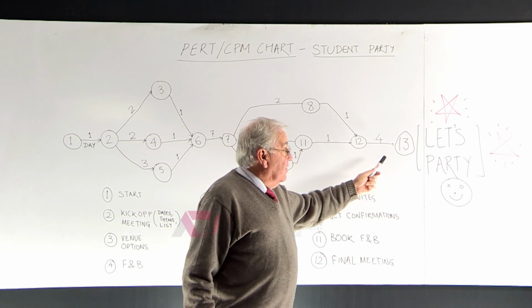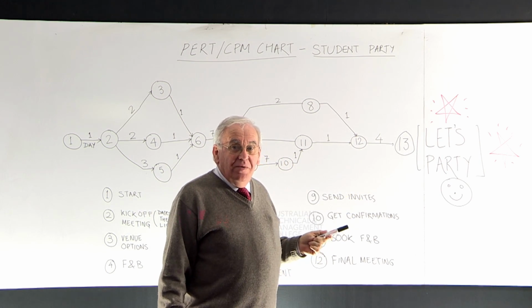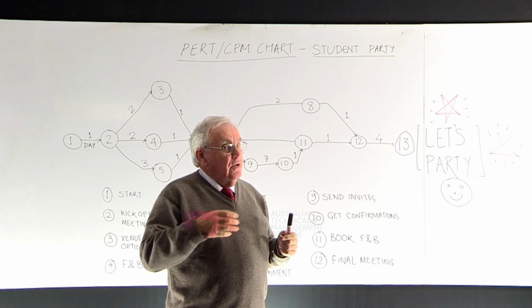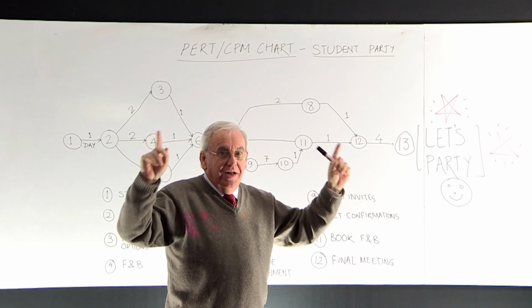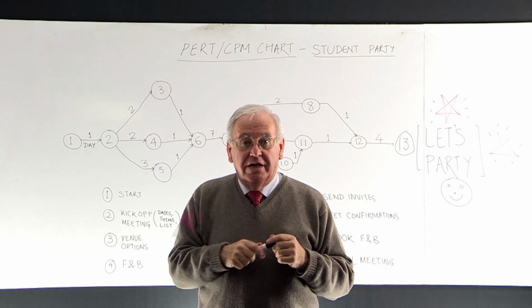And of course number 13 is wacko, let's party. And away we go. Plenty of dancing, plenty of eating, not too much drinking, but plenty of dancing and eating. That's what a PERT chart is.